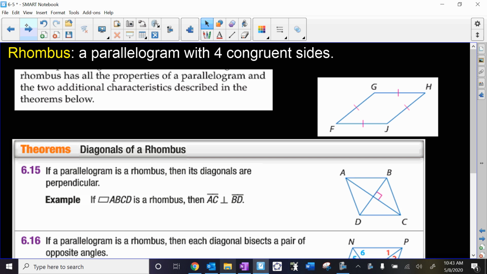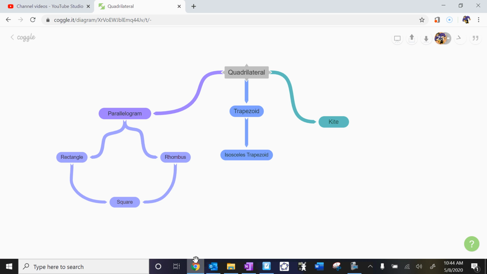A rhombus is a parallelogram with 4 congruent sides. Notice that we are still classifying a rhombus as a parallelogram. This time, instead of having 4 right angles, though, we have 4 congruent sides. So within my quadrilateral tree, I'm going to fit a rhombus right underneath of a parallelogram. Okay, because that's how we defined it.